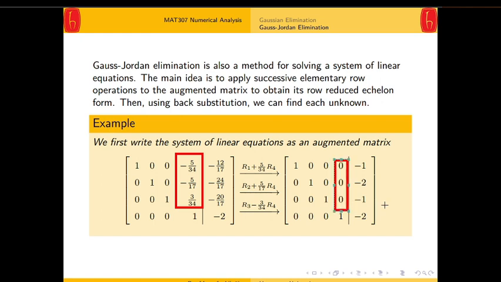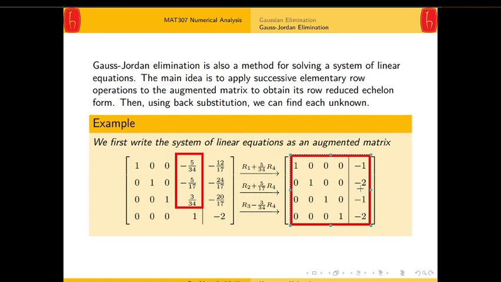Okay, so now let's check the matrix. This augmented matrix is indeed in row reduced echelon form. Okay, because as you see, the leading entries are the only non-zero entries in their own columns, and it is also in row echelon form, and also the leading entries are 1. So this is what is required to be row reduced echelon form. So this is row reduced echelon form.